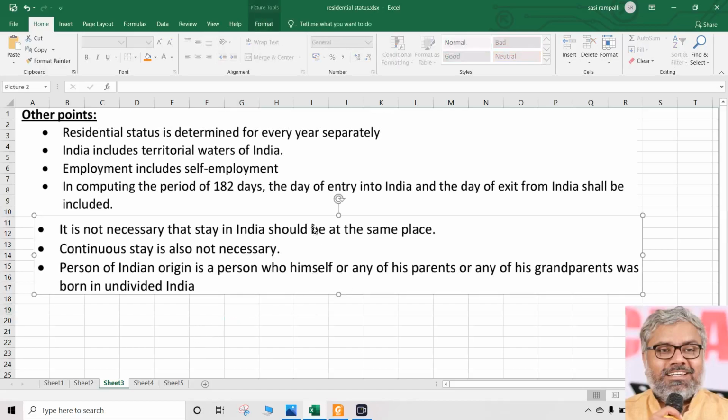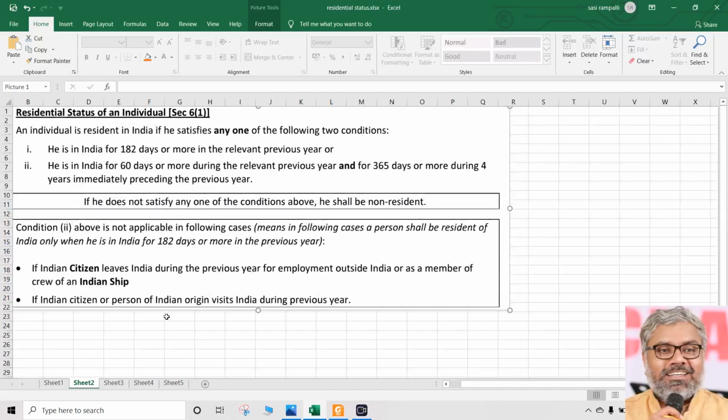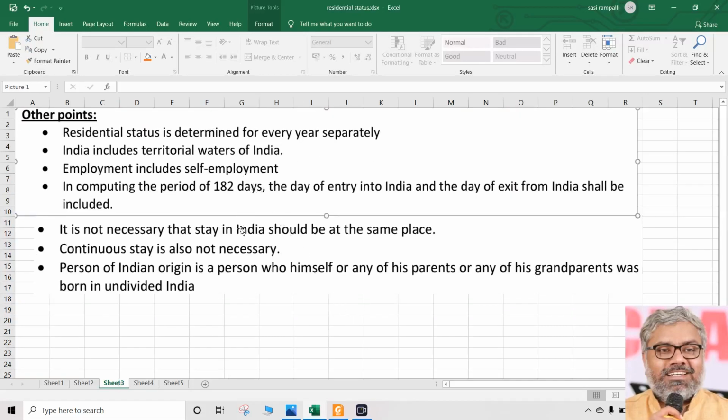Definition is important, it can be asked in MCQ type questions to identify the correct definition. So, what is the correct definition? A person who himself or any of his parents or any of his grandparents were born in undivided India can be called a person of Indian origin. And if such a person of Indian origin visits India during the previous year, he can fall under the exceptional category. That's it. That is about the residential status of individuals in a nutshell.